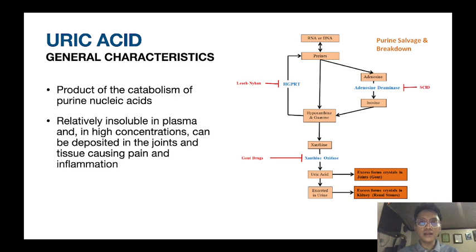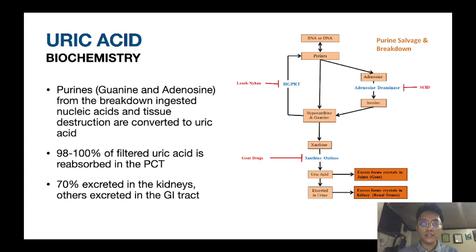Uy, pag diet na dira kay magsakit na po na imong tuhod, ganyan. So that is gout. Yun yung sinasabi nating gout kasi increased uric acid can be deposited in the joints and tissue kaya siya masakit. Okay? So let's talk about its biochemistry.